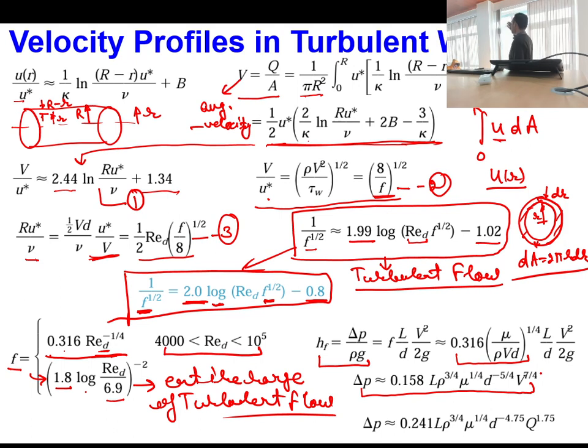And what is V to the power 7 by 4 for turbulent flow? 7 by 4 is nothing but equal to 1.75. So it means that for turbulent flow, my pressure drop is directly proportional to velocity to the power 1.75.